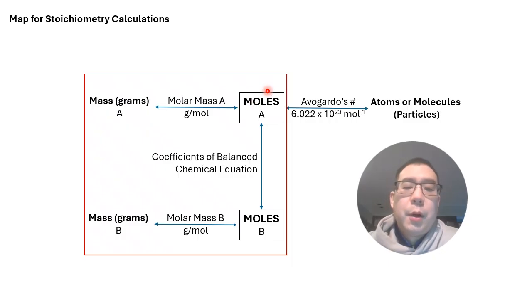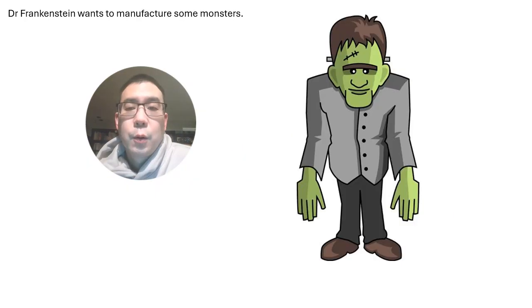The second important part is the relationship between moles of compound A and moles of compound B. These could be, for example, a reactant and a product, or two reactants in a balanced chemical equation. The mole conversion is done through the ratio of the coefficients of the balanced chemical equation. Okay, we'll pause here if you want to review that.